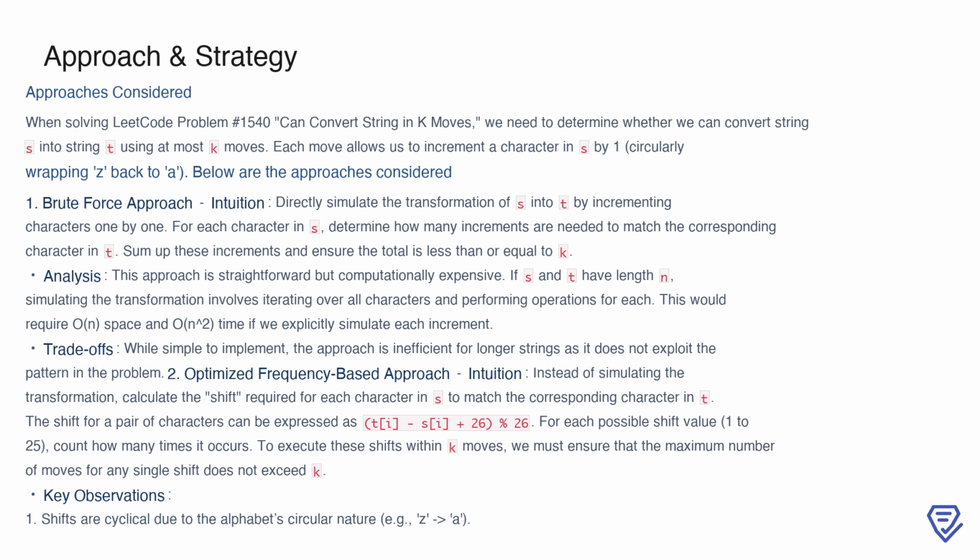Specifically, it requires n squared time if we simulate every increment, as each character operation involves multiple iterations. On the other hand, the optimized frequency-based approach eliminates the need for direct simulation by focusing on the mathematical relationship between the characters. Here, the shift required to align S(i) with T(i) is calculated using the formula (T(i) - S(i) + 26) % 26. By counting the frequency of these shifts for values between 1 and 25, we can validate whether the transformation is possible within k moves. One key insight here is the cyclical nature of the alphabet, which makes this computation efficient and avoids redundancy.